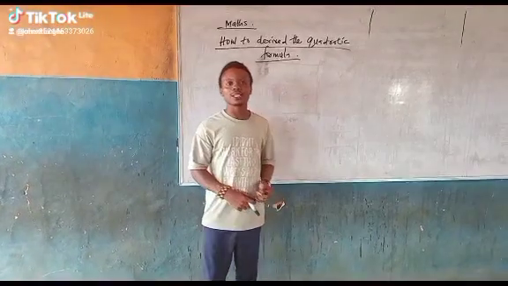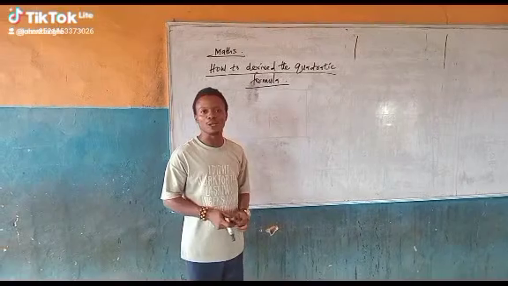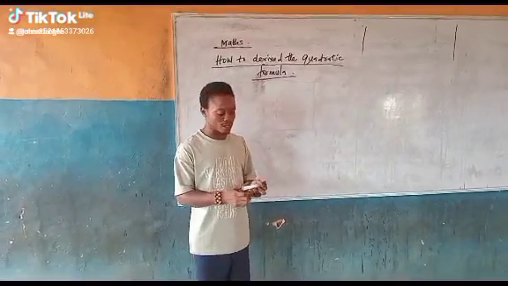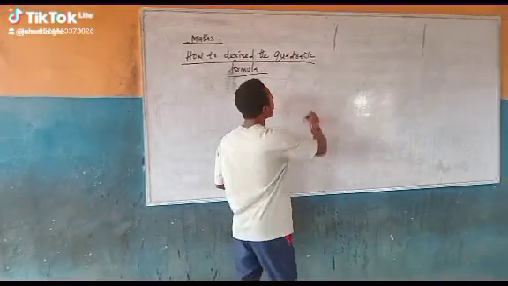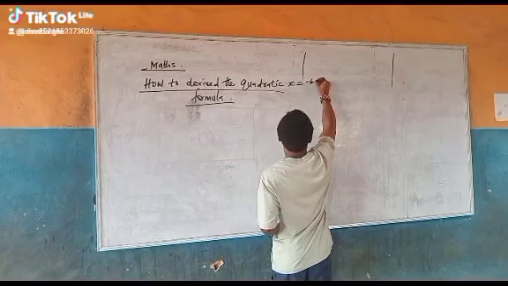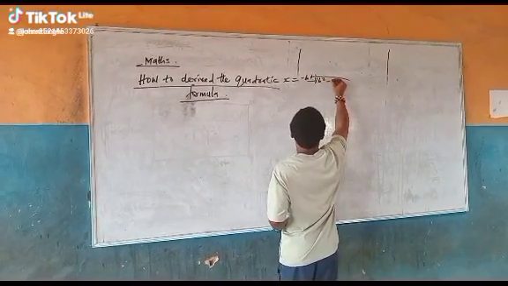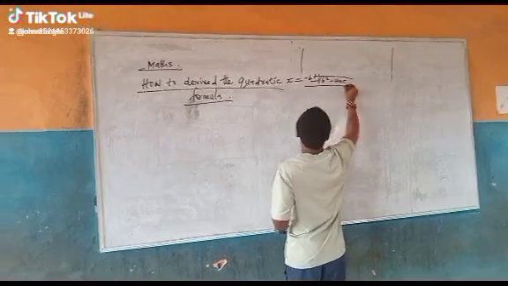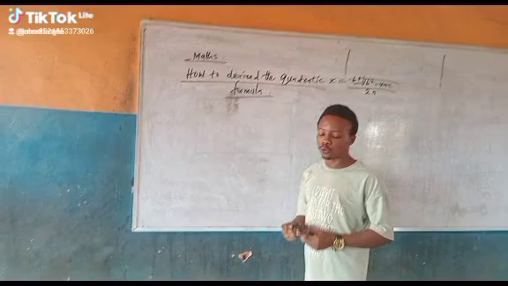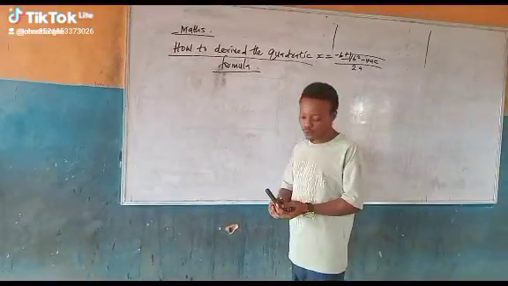We want to consider how to derive the quadratic formula. The quadratic formula is of this nature: x is equal to minus b plus or minus the square root of b squared minus 4ac, all over 2a. This is the formula for the quadratic equation. How do we come about this formula is what we want to consider.